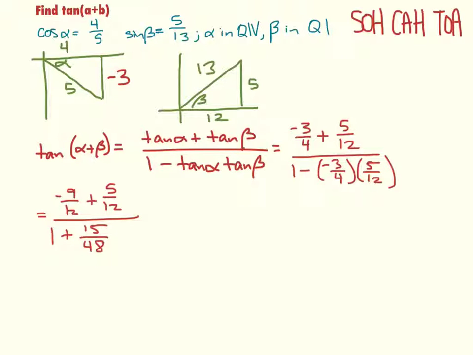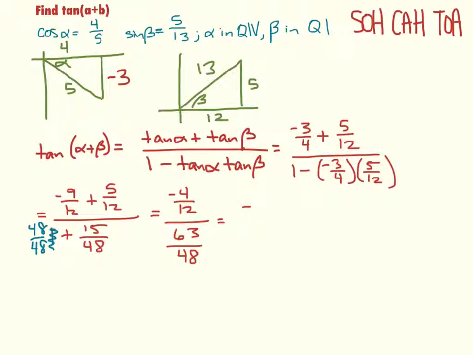Now, if I'm going to end up adding 1 plus 15 over 48, I'm going to change this 1 to 48 over 48. That way I can add the fractions. So I have negative 4 over 12 divided by 63 over 48. Alright, I'm dividing fractions, so I'm going to flip that bottom fraction and multiply.